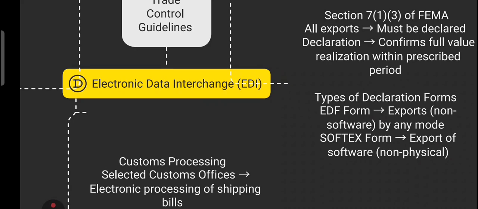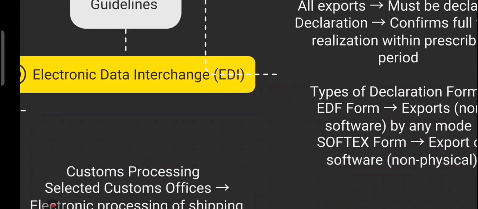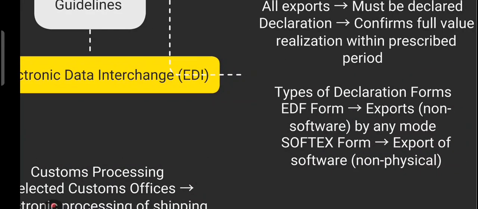There are two types of form depending on what you are exporting. The first is called EDF form, for physical export via any mode, that is EDF form, export declaration form. And second is called Softex form, specifically for non-physical software export. So these declarations are not just formality, they are critical for regulatory compliance.